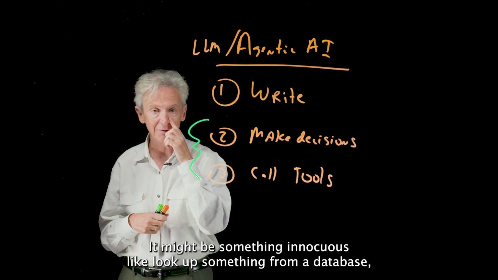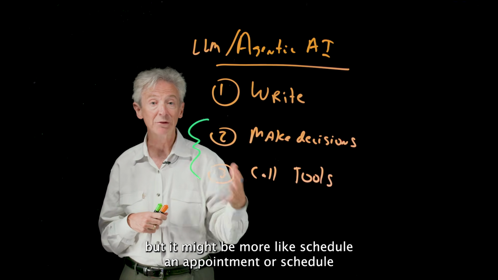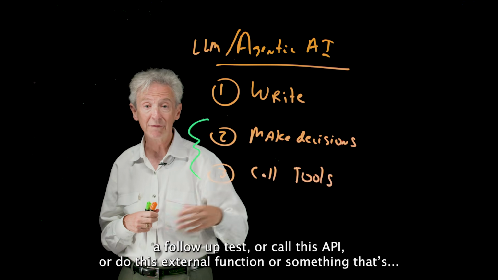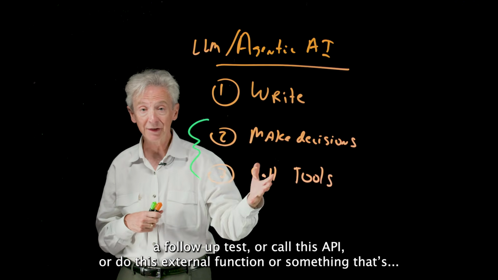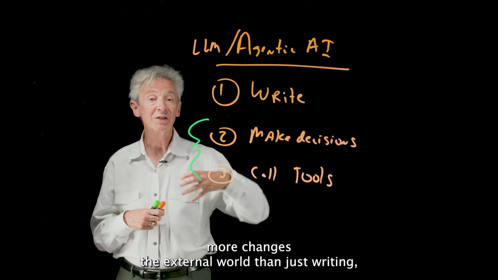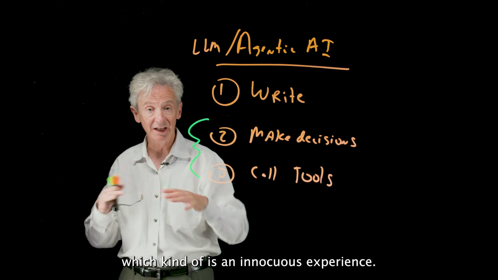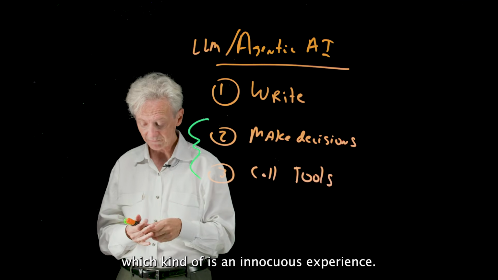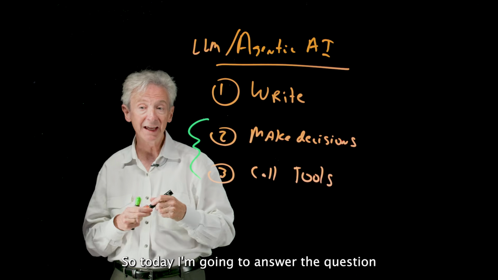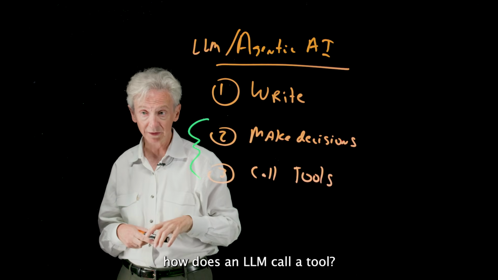It might be something innocuous, like look up something from a database, but it might be more like schedule an appointment or schedule a follow-up test or call this API or do this external function or something that more changes the external world than just writing, which kind of is an innocuous experience. So today I'm going to answer the question, how does an LLM call a tool?